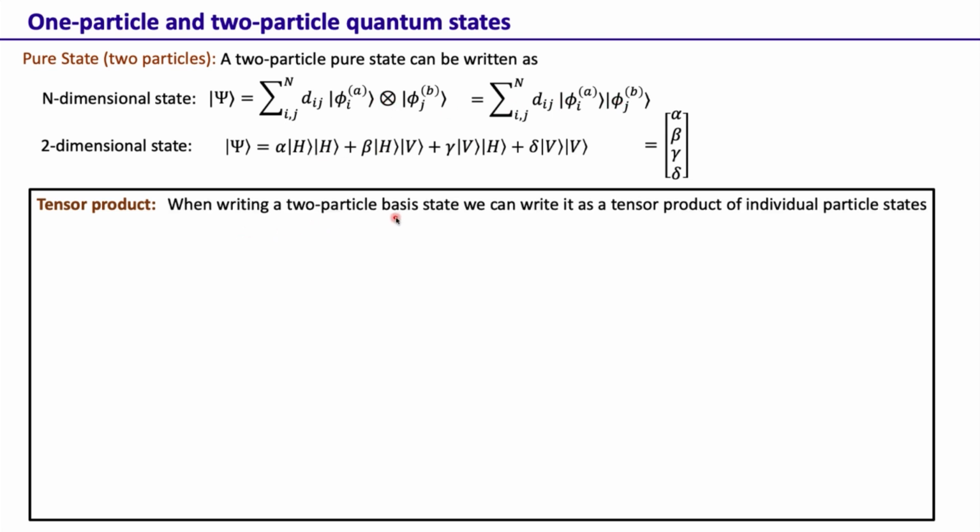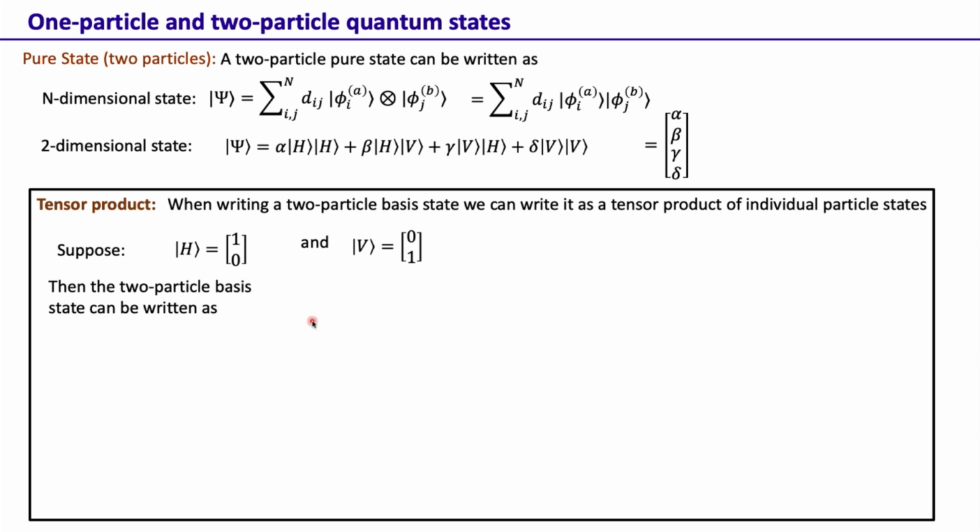So when writing a two particle basis state, we can write it as a tensor product of individual particle states. So suppose we have H, that is 1 0, and V, that is 0 1. This is a two-dimensional space. That's also a two-dimensional space. So then the two particle basis state can be written as H_A tensor H_B. So that's the basis state corresponding to the first particle, which we call A, and H_B is the basis state corresponding to the second particle.